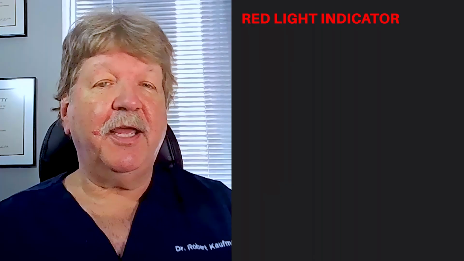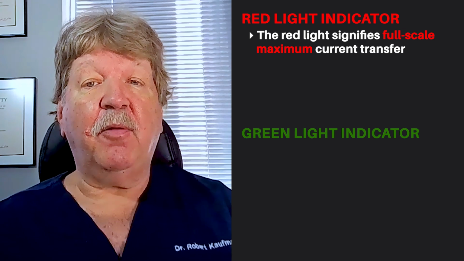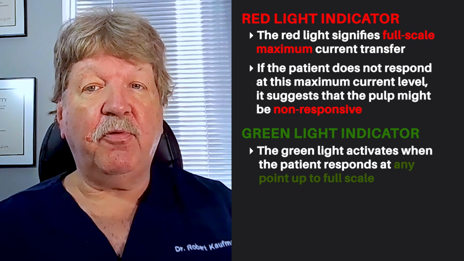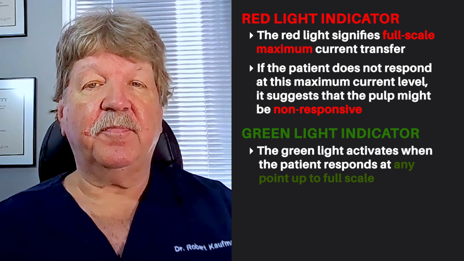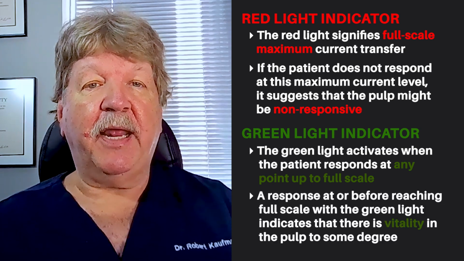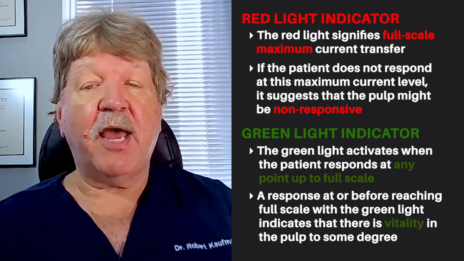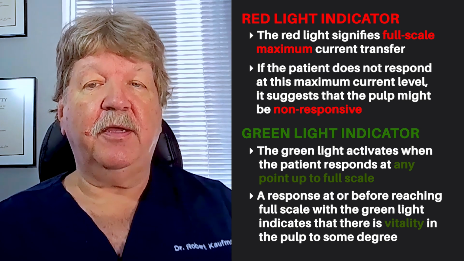The ideal pulp test machine would have only 2 lights on it, one red and one green. The red light would indicate full-scale maximum current has been transferred. And if the patient did not respond at that point, we would suspect that the pulp might be non-responsive. If the patient responded at any point before full scale with a green light, we would have to assume there's at least vitality in some degree in this tooth.